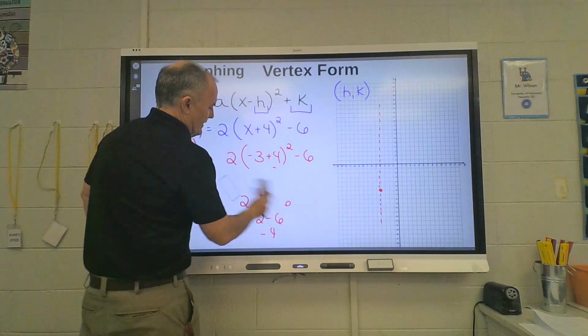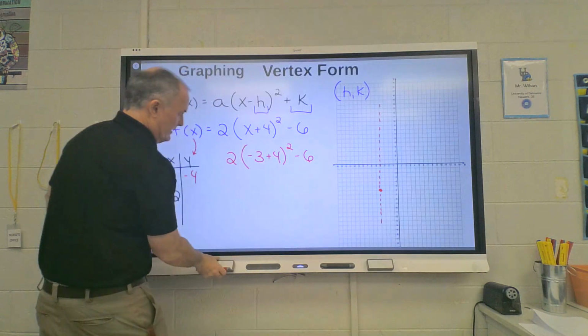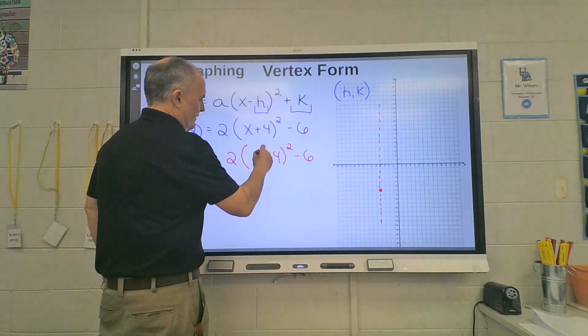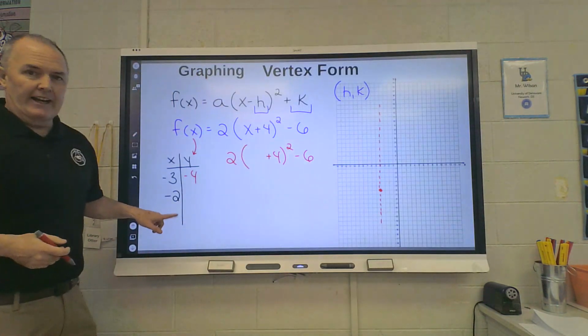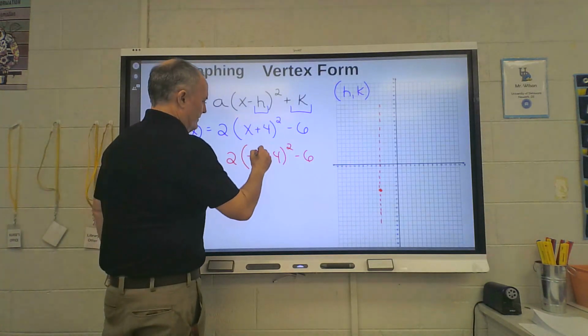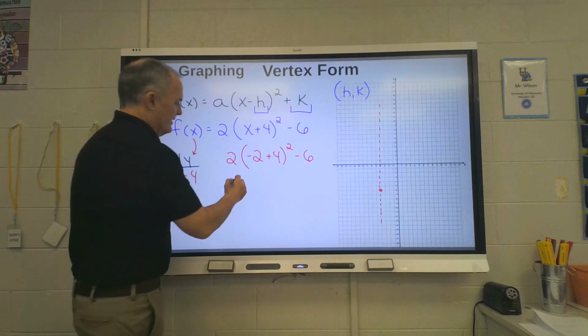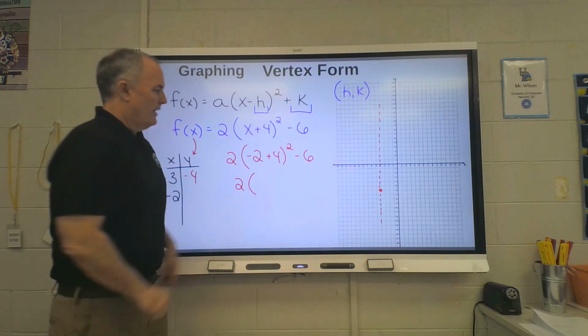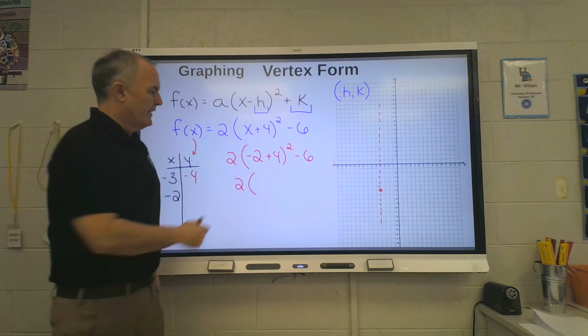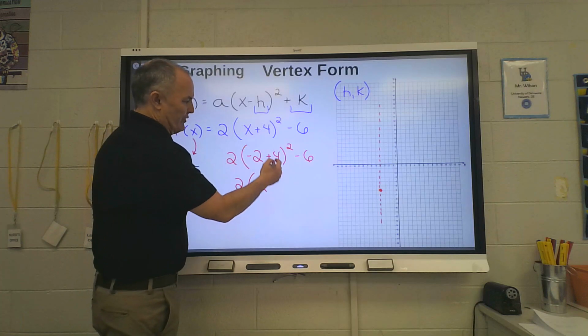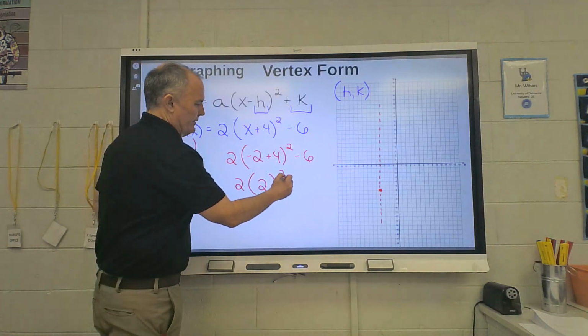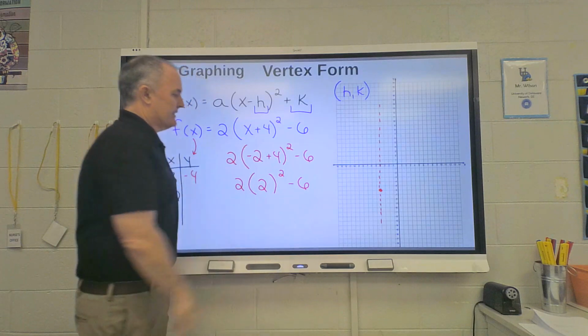So let's get rid of this. Get rid of my input. Now I'm going to plug in negative 2. All right, now I'm just going to solve for the output. So it's going to be 2 times, if I do what's inside the parentheses first, I'm going to get a positive 2 because negative 2 plus 4 is a positive 2, squared, minus 6.